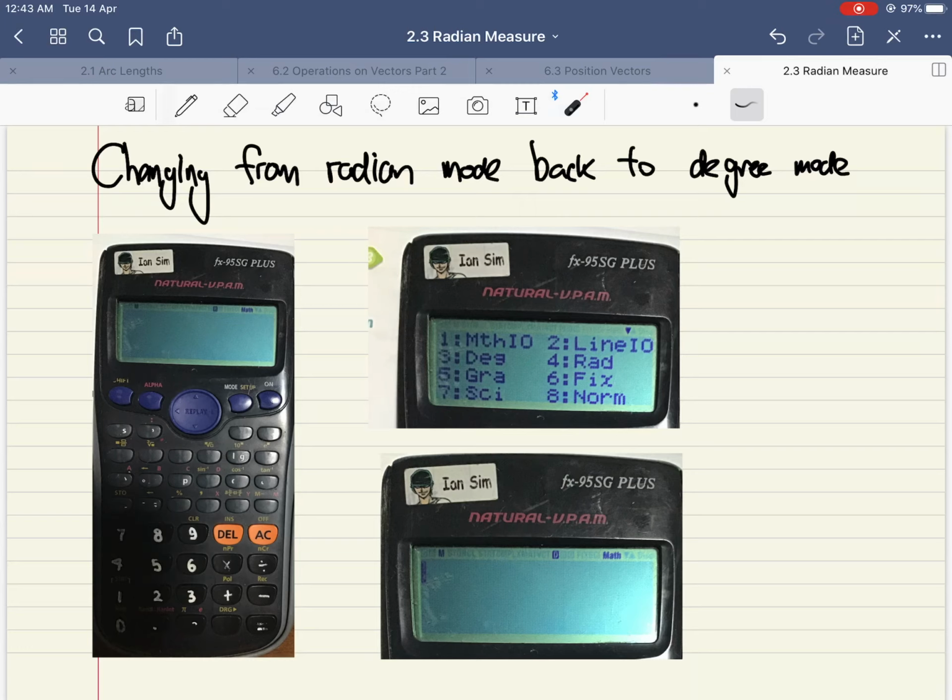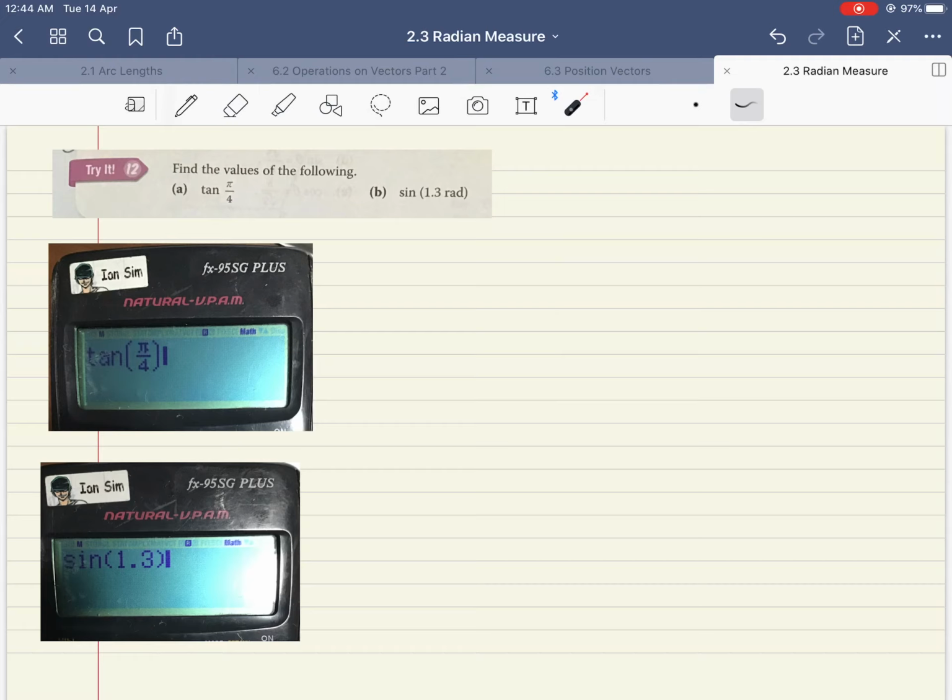Similarly, if I have already worked in radian mode and I want to change my calculator back to degree mode, it's the same thing. I press shift and I press set up. This brings me to this menu over here. Degree mode is number 3. Then you'll notice your calculator is back in degree mode. The letter D will denote that your calculator is in degree mode.